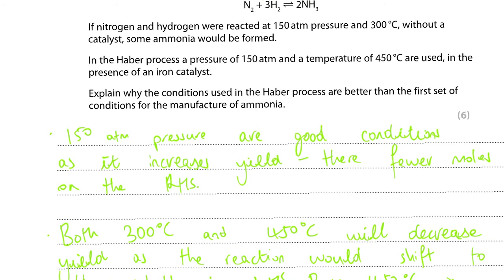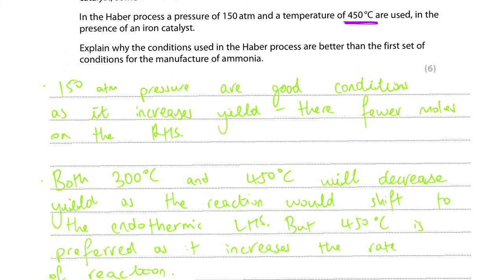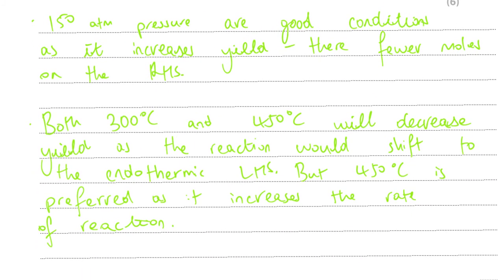But the big difference between these is that I use a higher temperature in the Haber process. Well, first of all, we need to know that both 300 and 450 will decrease yield because I will shift to the endothermic side. And I know that because they told me it's exothermic. So if I increase the temperature, I'm going to go to the left. But what's really important to know is that we prefer 450 because it increases the rate of reaction. So that's the big thing we're looking for there, is increasing the rate of my reaction.